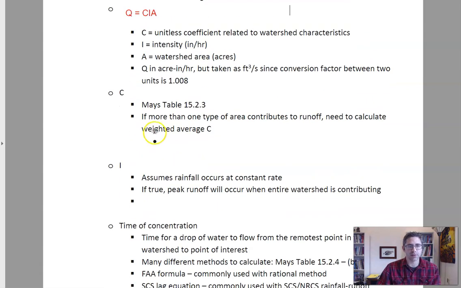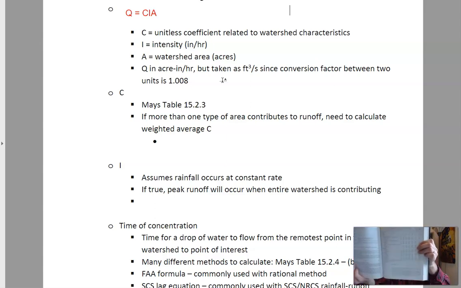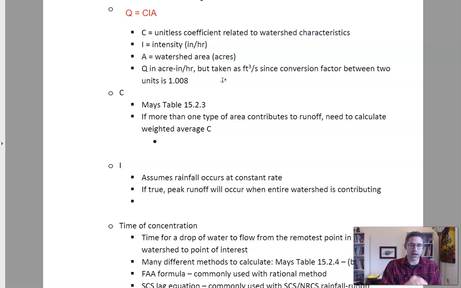All right, so let's look at the parameters a little bit more in detail. C is this unitless coefficient, table 15.2.3 in your book. That's right there. So we're jumping now from chapter 8 to chapter 15. This table shows those values of C for different types of areas, similar to the curve number table that we've already looked at, but it also has values of C for different return periods in years. So that return period is saying like a 2-year storm event or a 10-year storm event. Those have different values of C.